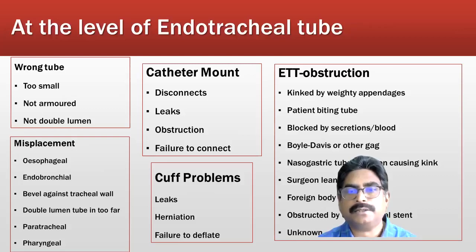Patient may be biting the endotracheal tube. It may be blocked by secretions and blood. Boyle-Davis mouth gag may be obstructing the endotracheal tube. Nasogastric tube may cause a kink around the endotracheal tube. Surgeon leaning on the endotracheal tube. Foreign body obstructing the endotracheal tube. The tube may be obstructed by an esophageal stent, and unknown causes.